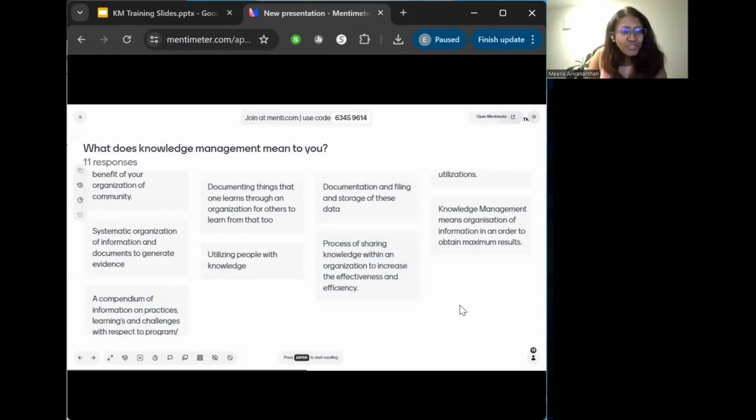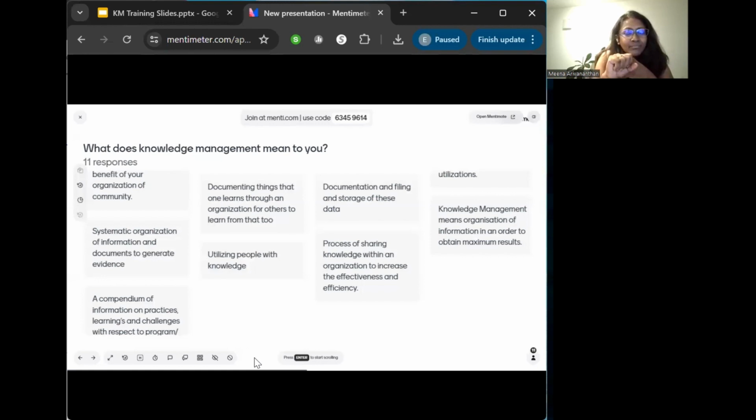Okay, we've got 11 responses so far. Can we bump it up to about 15? What do you think? Yes, yeah. Like Brittany says, if you can't type it in the Menti, then share it in the chat box. Okay, very interesting. So we're getting people who say it's documenting and filing and storage and organization, systematic organization. Then you have people who say that it is a process of sharing knowledge within an organization. There is also one that says utilizing people with knowledge.